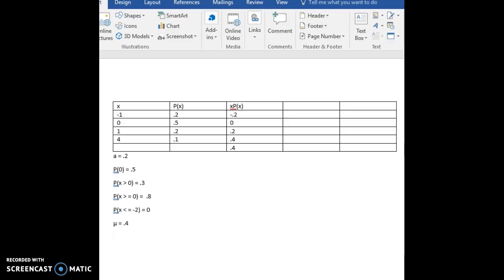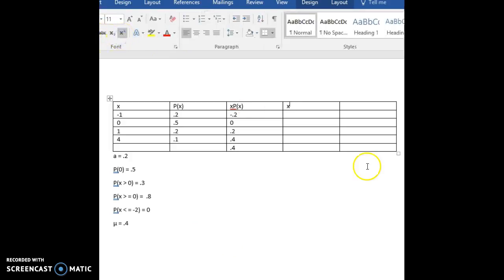All right, next thing we need is the variance. Okay, so recall for the variance, we need the sum of the x squared px's minus the mean squared. And we've already got the mean, but we need to get the x squared px's. So the first thing we need to do is find x squared. Now, this means that we are going to square everything we've got in our x column. So -1 squared is 1, 0 squared is 0, 1 squared is still 1, and 4 squared is 16.